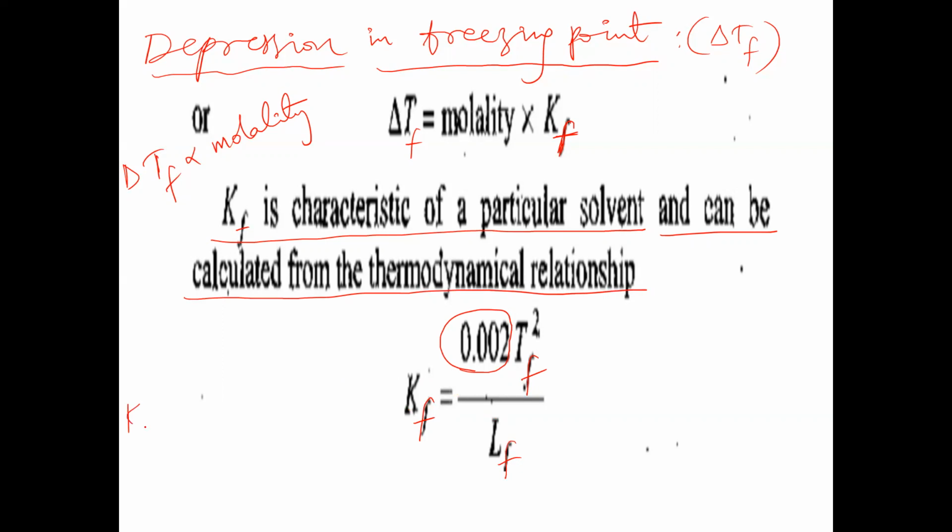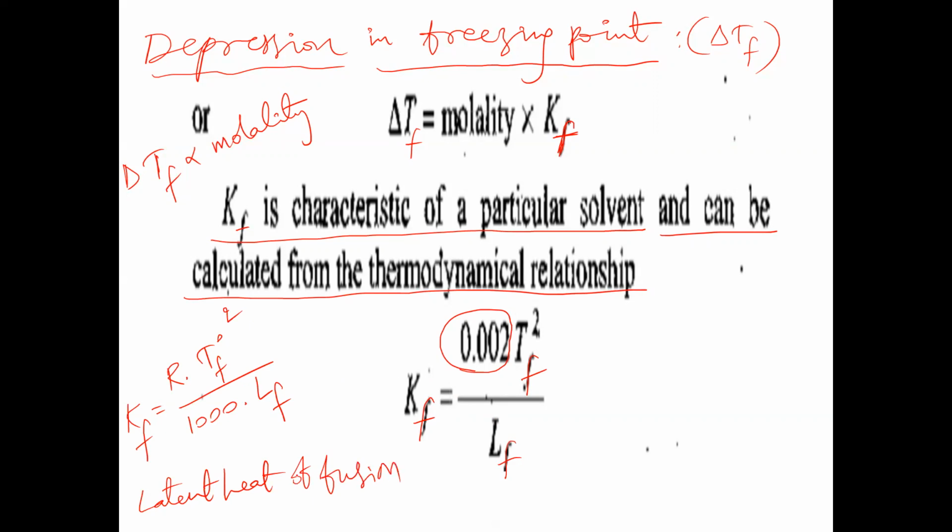So first of all, what is the KF formula here? KF is equal to R into TF naught square divided by 1000 into LF. LF is what? Latent heat of fusion. So what is this one here? Latent heat of fusion. Latent heat of fusion is given by what?